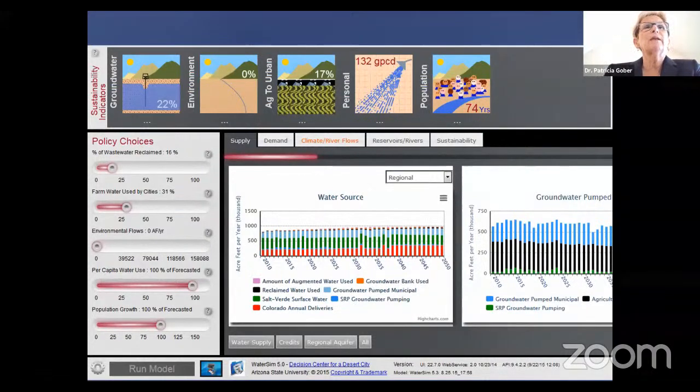A second policy outcome is to transfer agricultural water on the urban fringe for urban purposes. A third is to ensure environmental flows. And a fourth is to alter per capita water use. So we have these policy levers that we can begin to mix and match to be able to envision different futures that will sustain a sustainable city, that would be able to function and continually grow and prosper for, say, 100 years.